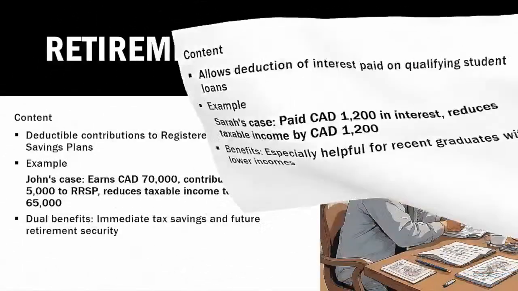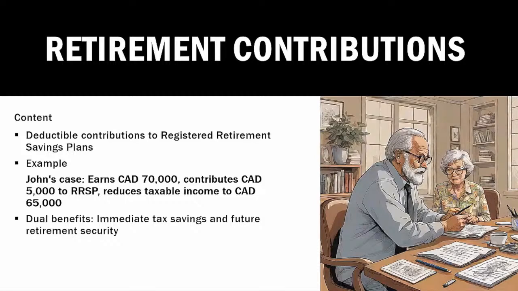2. Retirement contributions. In Canada, contributions made to certain retirement savings plans, such as the Registered Retirement Savings Plan, RRSP, can be deducted from gross income. This deduction not only reduces taxable income, but also encourages individuals to save for retirement. Example: imagine John earns CAD $70,000 annually and contributes CAD $5,000 to his RRSP. The CAD $5,000 contribution can be deducted from his gross income, effectively reducing his taxable income to CAD $65,000. This not only provides immediate tax savings, but also helps John save for his future.